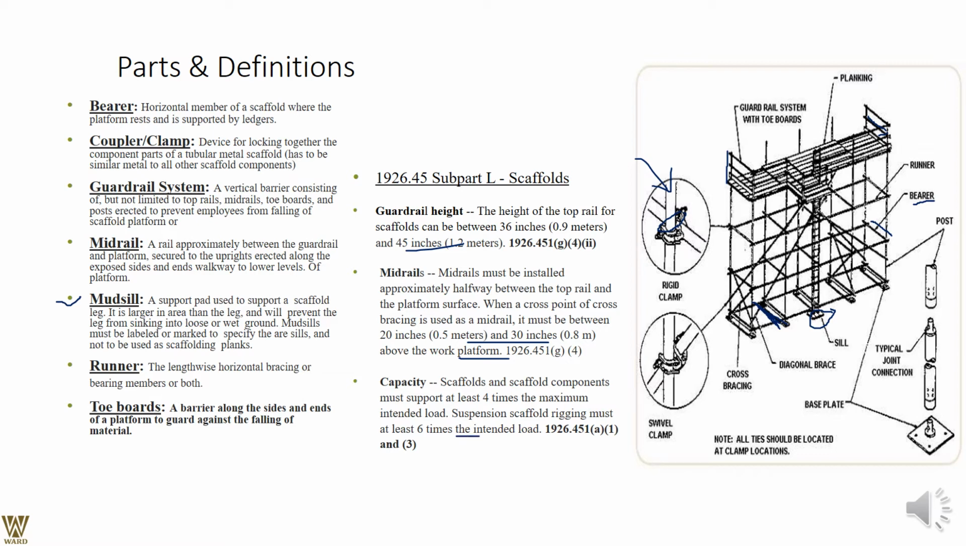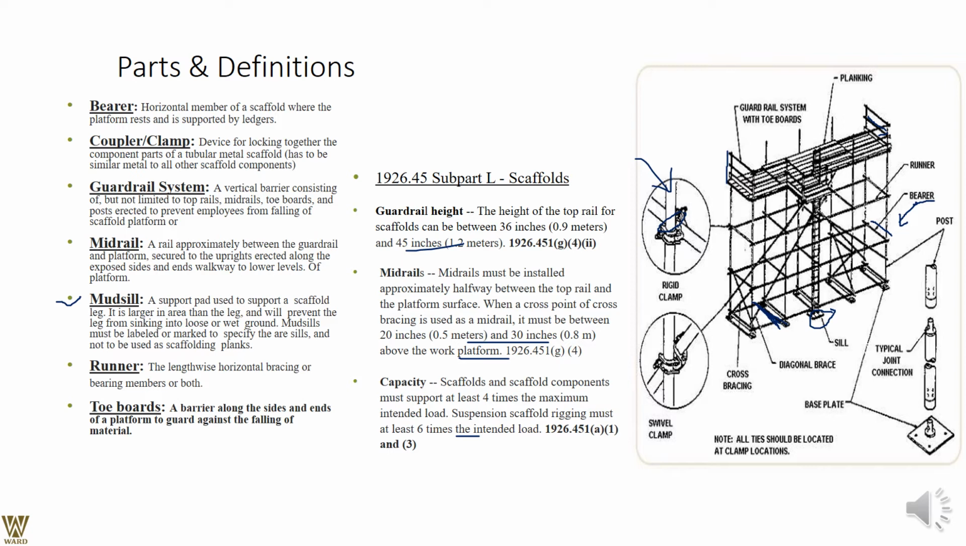So, what is a bearer? Let us understand. It is the horizontal member of the scaffold where the platform rests. The coupler or the clamp is basically a device to lock together the different parts of the scaffolding, usually made of metal because all the materials are metal oriented. The guardrail prevents our employee from falling. It is an arrest mechanism, a prevention mechanism that goes around it. The mid rail is approximately between the guardrail and the platform, securing it in a tight fashion.